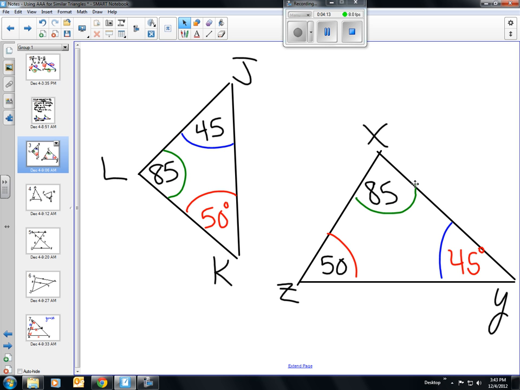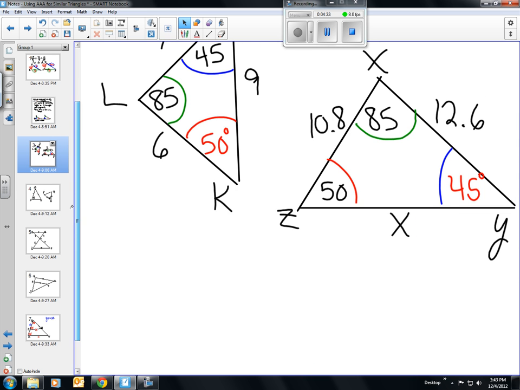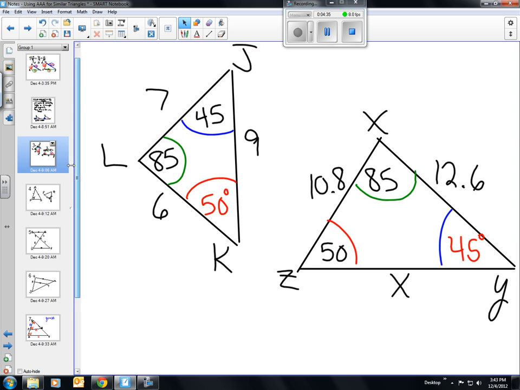Now, if I gave you more information about the problem, let's say we knew that this was 7, 9, and 6, and then this is 10.8 here, and 12.6, and then x. Then we could use the fact that these are two similar triangles to solve for the value of x. Whereas before, unless we already knew that these are similar triangles, we wouldn't be able to find x, the side length, which is ZY.